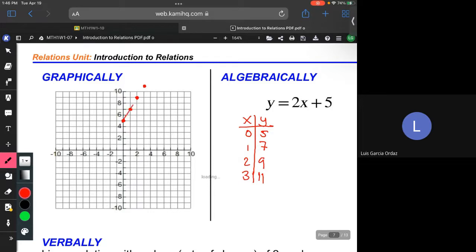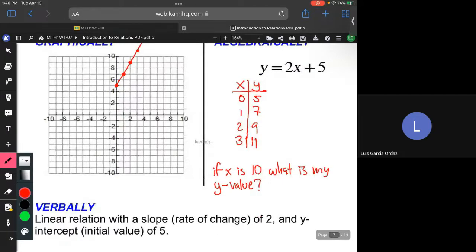So then this would be my linear relation or my linear line. I can extend beyond this and figure out what my y value is when x is like 4, but I can also use the equation itself. So if x is 10, what is my y value? How would you guys figure that out using that equation? Yep. So it's exactly algebra. Plug in 10 for x.